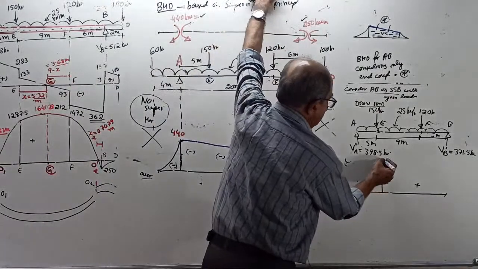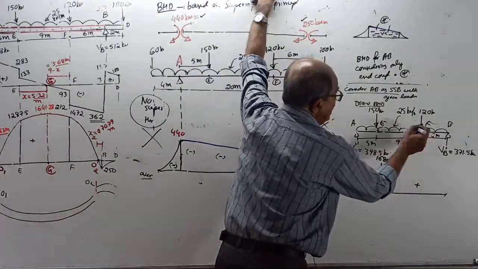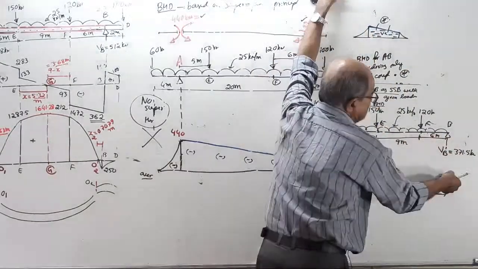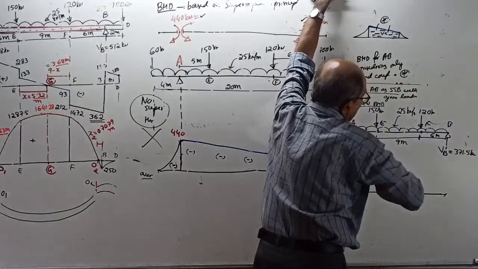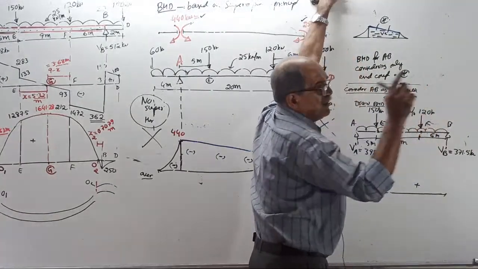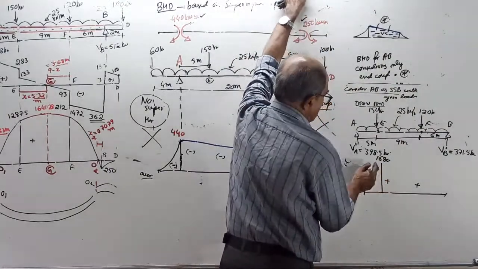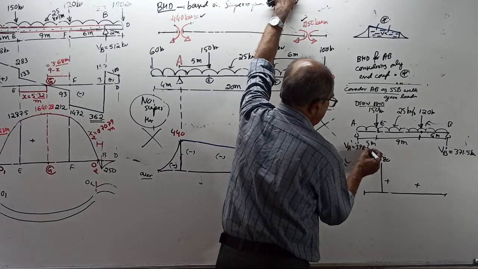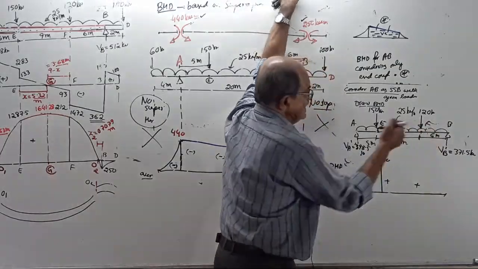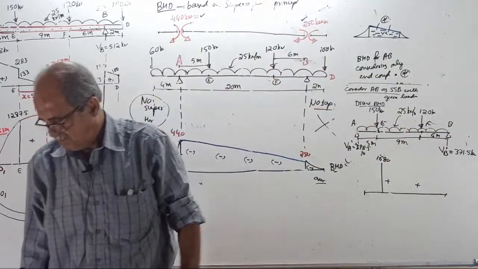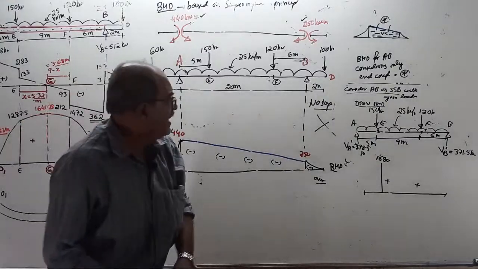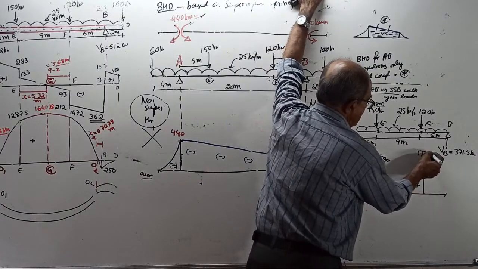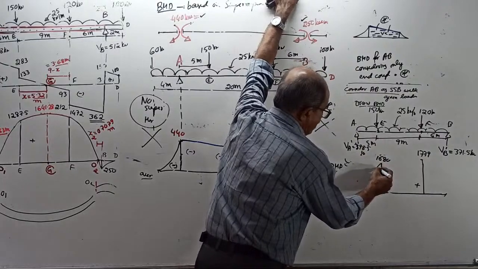1680 is the BM here. Tell the BM here. 371.5 into 6 minus 25 into 6 into 6 by 2. That is the bending moment there. VA dash equal to 398.5 kilonewton. The answer there is 1779. Now, this is joined by a parabola.